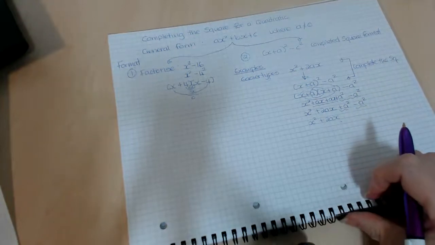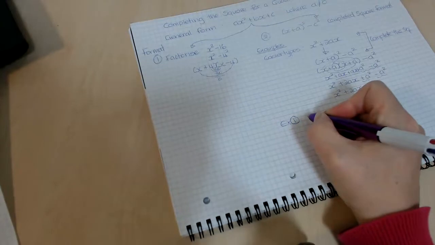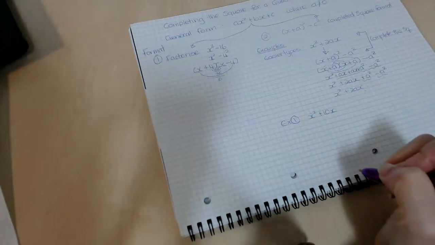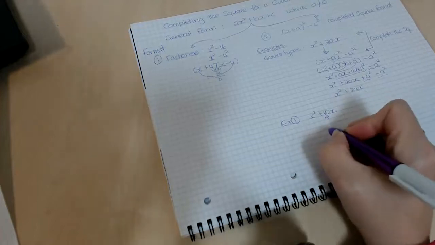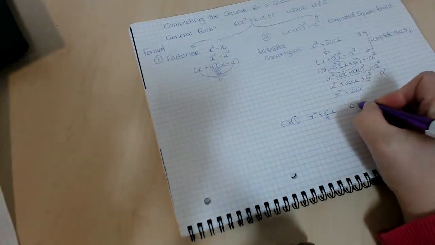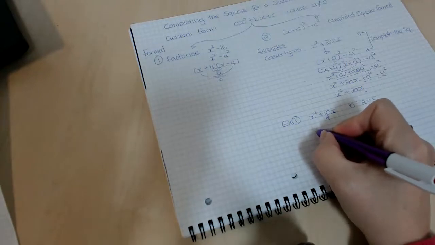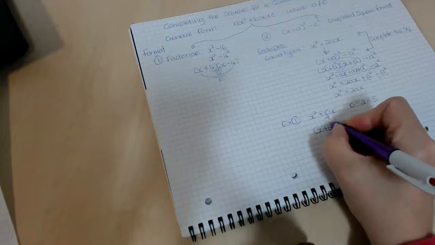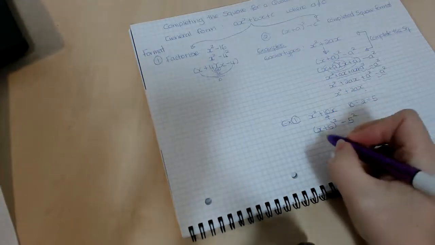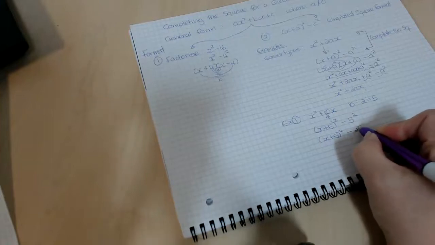So how do we do that? If I give you an example of that type, example 1, it could be x squared plus 10x. What we actually have to do is take the 10 and divide it by 2, and it gives us 5. So I can rewrite that as x plus 5 all squared minus 5 squared. If you have a look at that, 5 squared simplifies to 25.